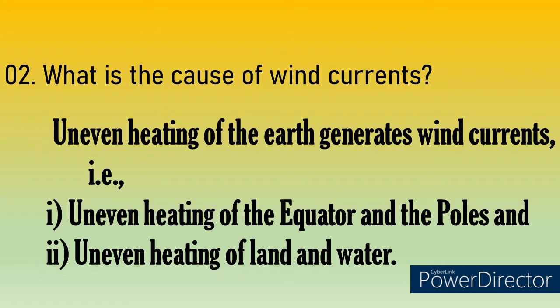Sometimes the area above the sea will be hotter compared to land, and in some cases the atmosphere above the land will be hotter compared to that of the sea. That results in land breeze and sea breeze, as you have learned before. So the second point: the cause of wind current is uneven heating of land and water. Thereby you come across wind current. It may be land breeze or sea breeze. I hope you know what is land breeze and sea breeze.